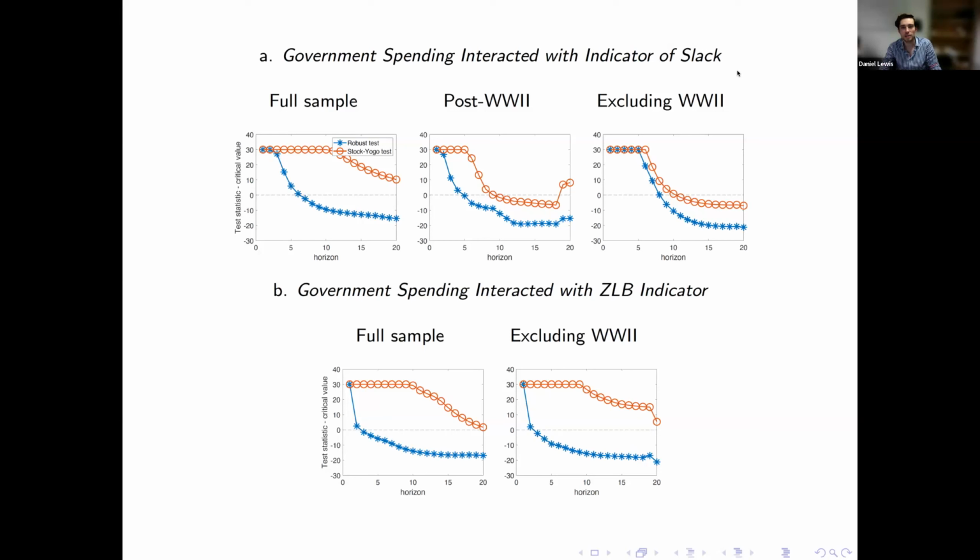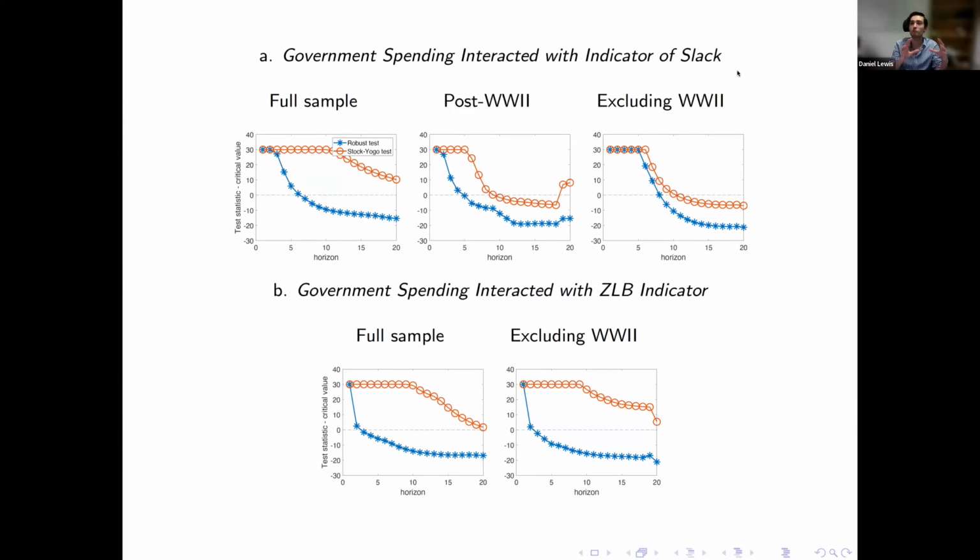What you can see based on the Stock and Yogo test in red is that for 3 of the 5 specifications, you're able to reject the null of weak instruments at all horizons. The other 2 you can reject at the first half of the horizons. Using our test, on the other hand, you fail to reject the null of weak instruments for any of the specifications after the first few horizons. And indeed, for a couple of the specifications, you only reject for the first 2 horizons. So the conclusions are meaningfully changed.